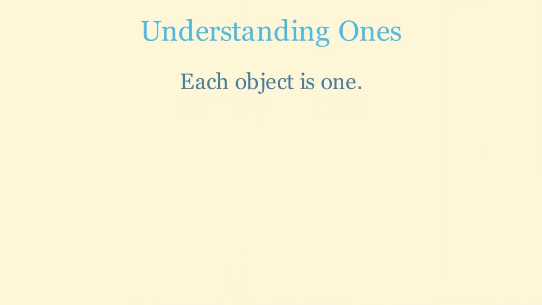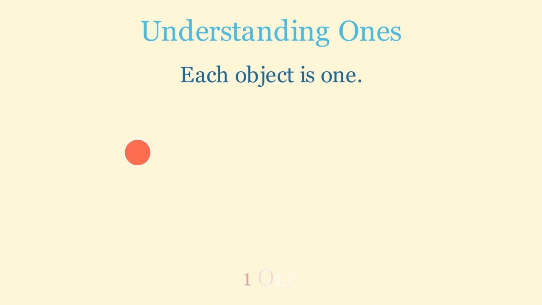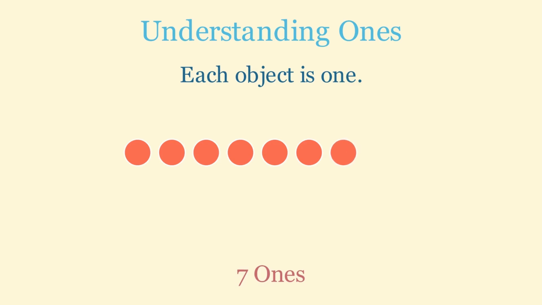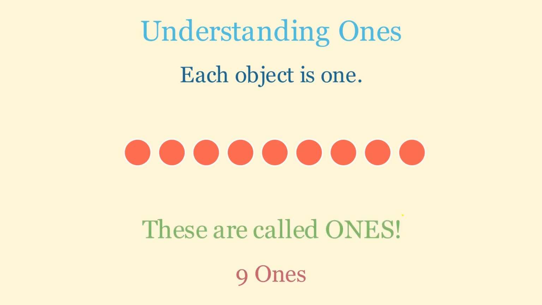To understand this concept better, consider the objects below. Each circle represents one 1 or unit. Let's count. 1, 2, 3, 4, 5, 6, 7, 8, 9. These are called 9 ones or 9 units.